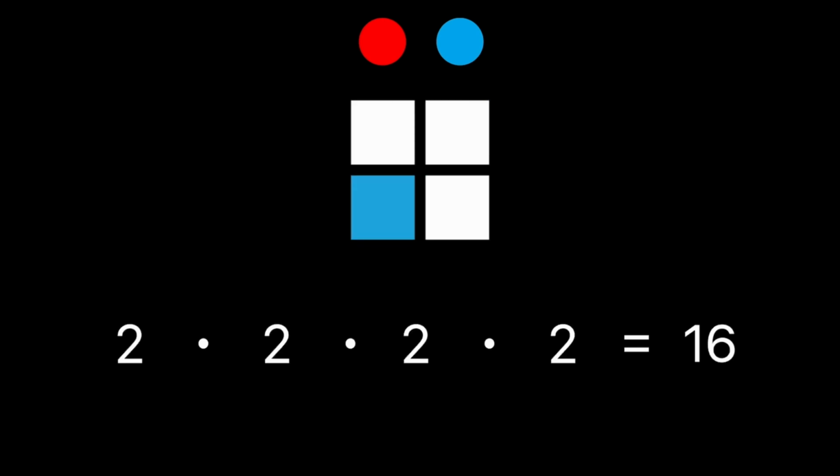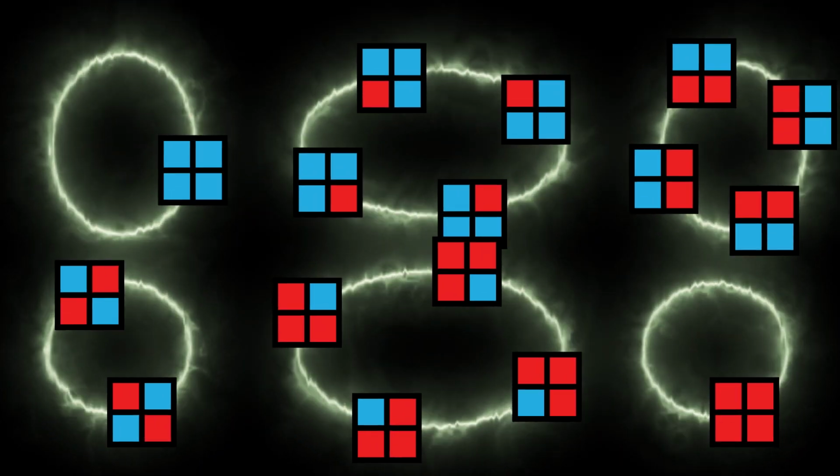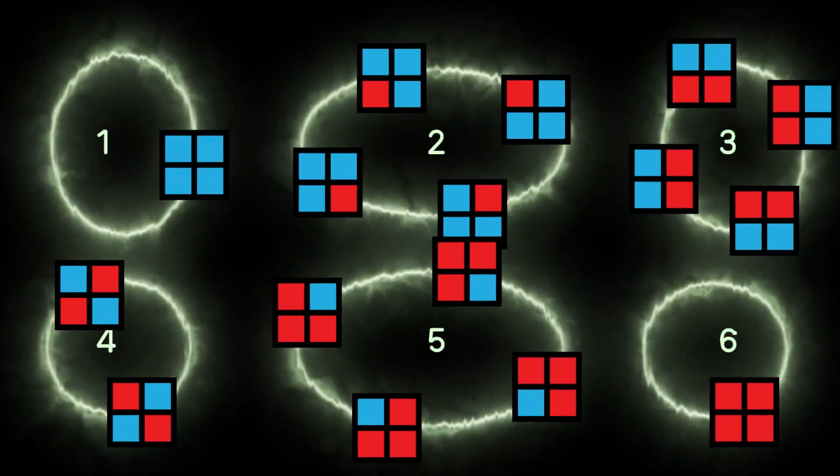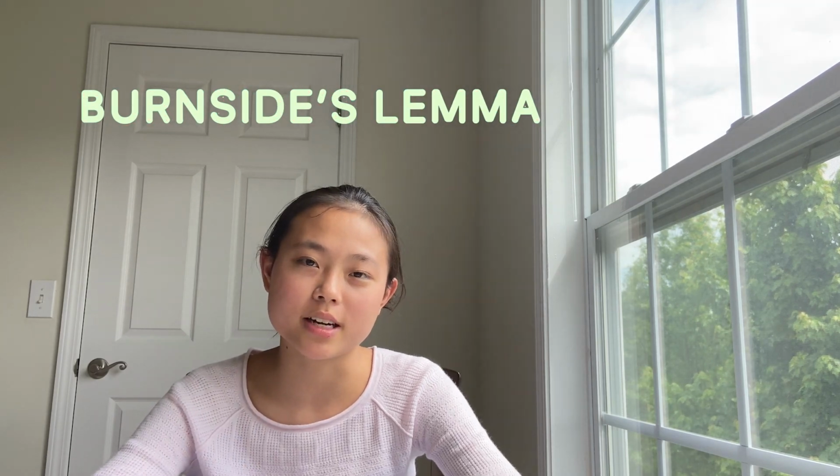Well, we have 2 color choices for each square. That gives 16 colorings. But wait, some of the colorings can be transformed to match one another. In fact, there are only 6 distinct colorings. Instead of manually counting, we can turn to Burnside's lemma, a useful result in group theory.